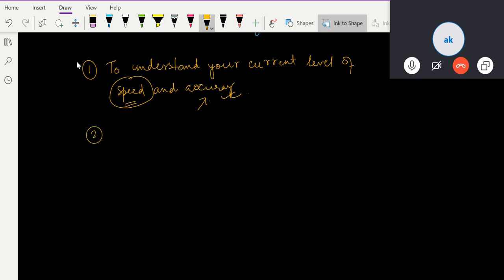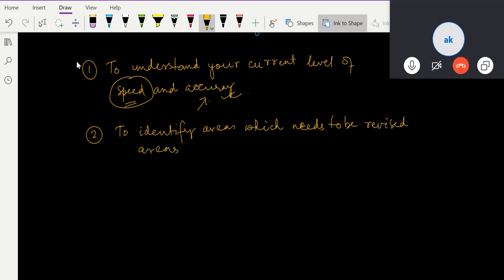Number two is to identify areas which need to be revised and areas that need to be strengthened. Now, what do I mean by this?